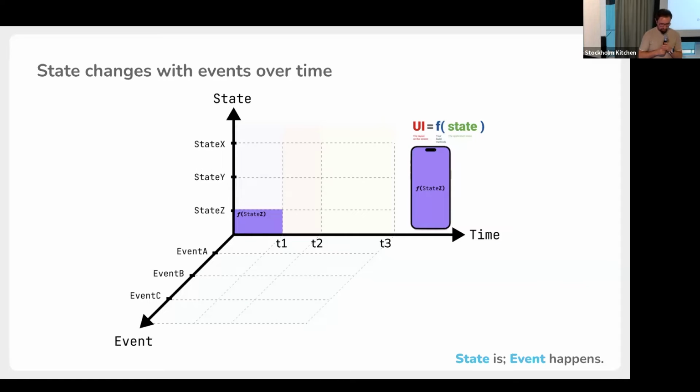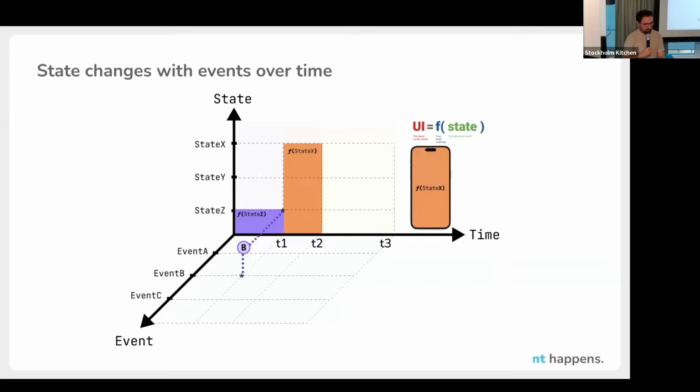Let's try to visualize this a bit. So I came up with this graph. On the x-axis, you see the time. On the y-axis, it's state, and then there are events. Until time t1, there is this state representing the current state of the screen or the app, and then the ViewModel produces this state, and inside the widget layer, this produces this purple screen.